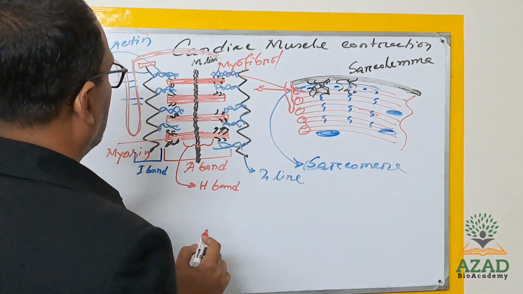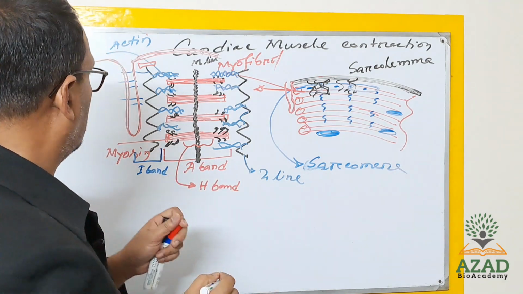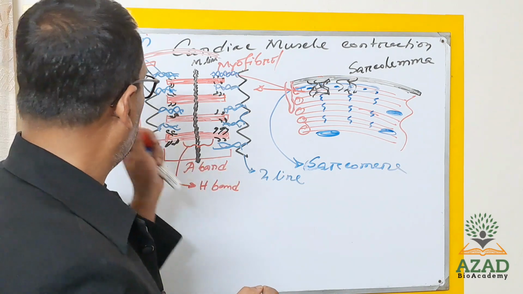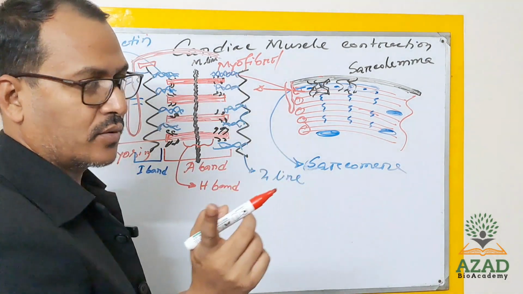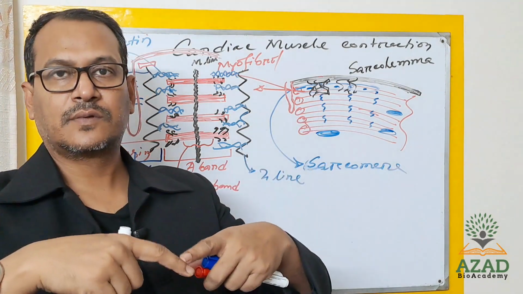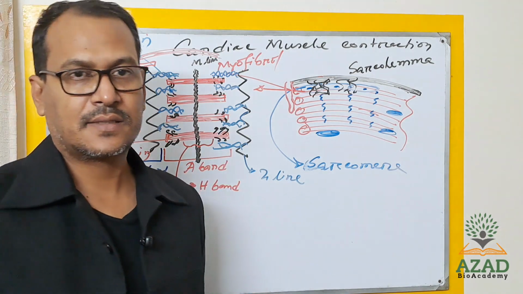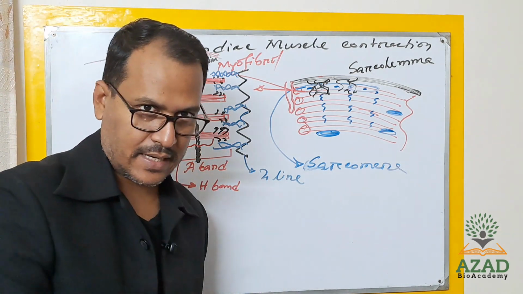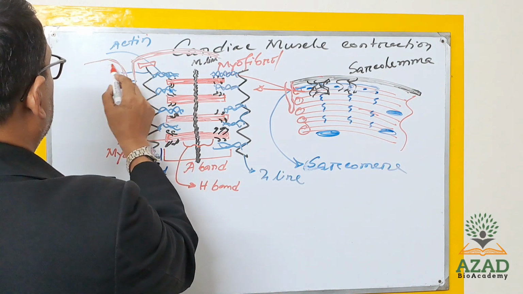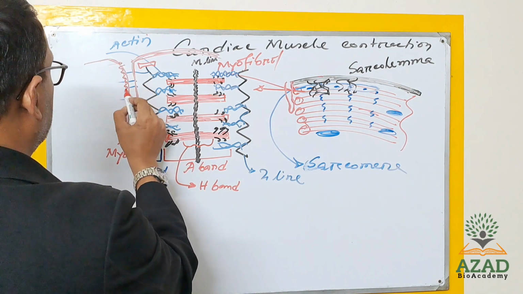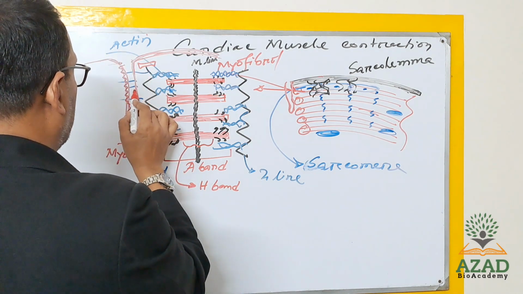And action potential will reach. Firstly, how will action potential be produced? You know, the entry of sodium will cause depolarization, and this is the first active process of action potential. When action potential reaches, within the T-tubule there is a special type of channel.